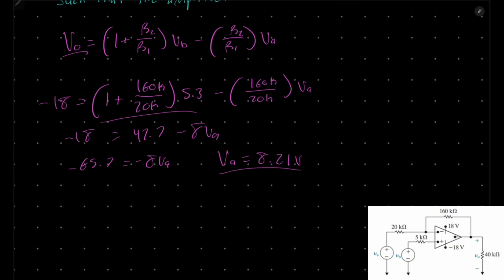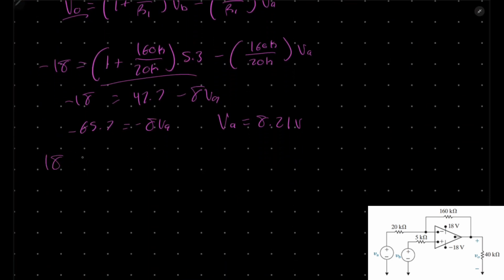So I made a mistake. This is not the minimum value. This is the maximum value. Now, to figure out the other value, we just use the other saturation point, which is 18. So we will take this right here, since this is our simplified equation, and plug in 18 instead of negative 18. 18 equals 47.7 minus 8 VA. So we'll do the same thing as we did before.